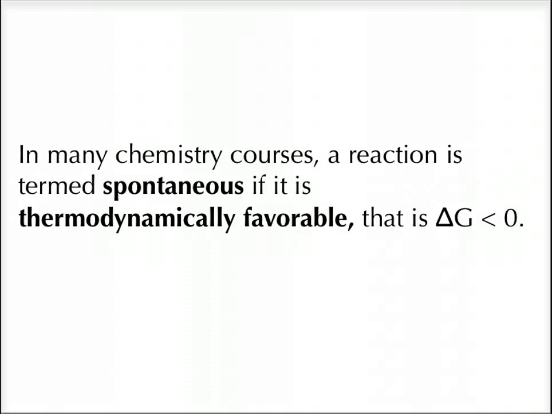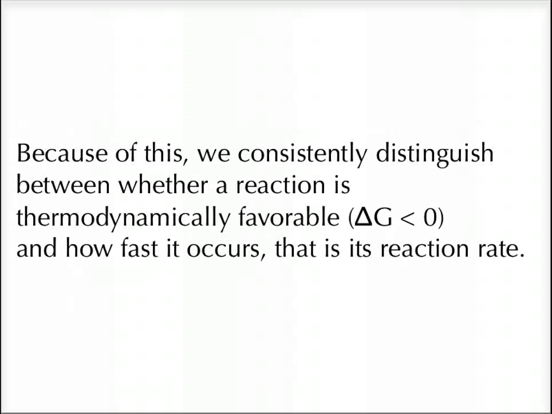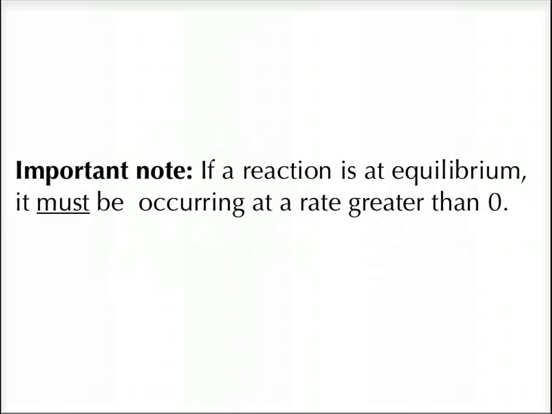In many chemistry courses, a reaction is termed spontaneous if it is thermodynamically favorable, that is, if delta G is less than zero. I've always found this to be confusing language. In standard English, spontaneous implies something that is in fact happening. Because of this, we consistently distinguish between whether a reaction is thermodynamically favorable, delta G less than zero, and how fast it occurs, that is, its reaction rate. It is important to note that if a reaction is at equilibrium, it must be occurring at a rate greater than zero.